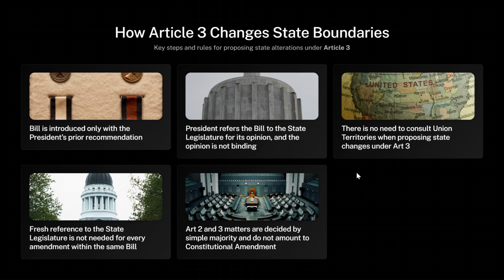Now we look at the process of how Article 3 changes state boundaries. The bill needs the President's prior recommendation to be introduced. The President has to send it to the concerned state legislature for opinion, but that opinion of the state legislature is not binding. When this procedure is done, there is no need to consult a UT, and there is no need to make a fresh reference for every new amendment to the bill. And like we discussed before, laws under Article 2 and 3 only need a simple majority, and that is not considered a constitutional amendment.